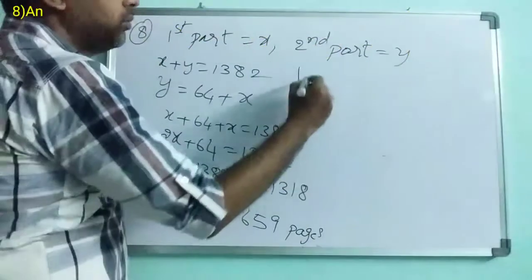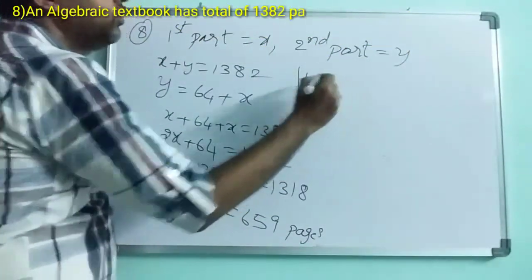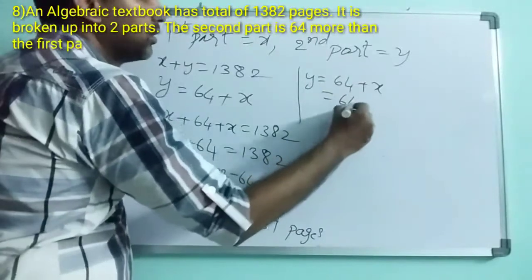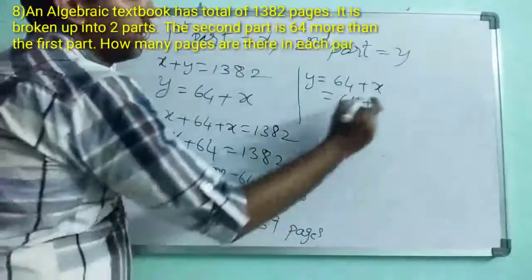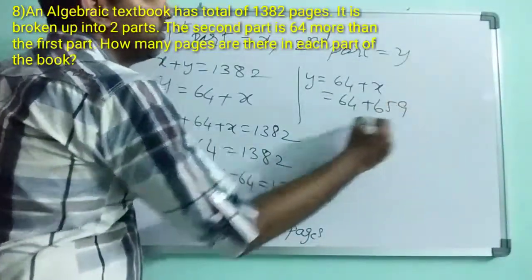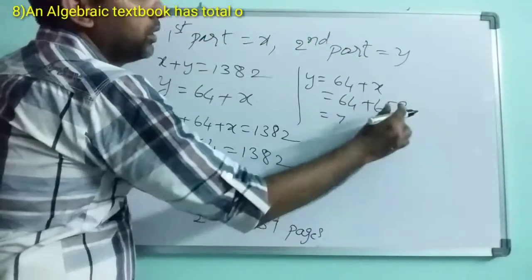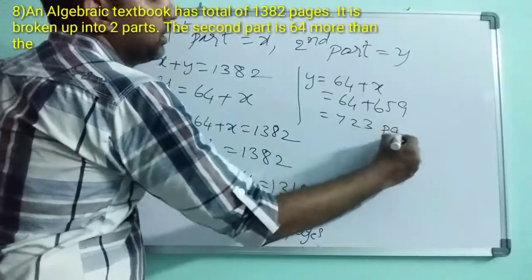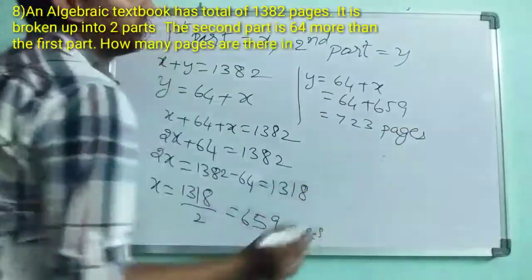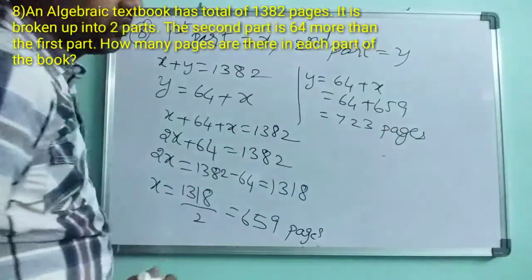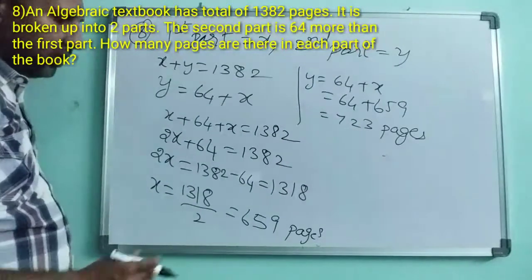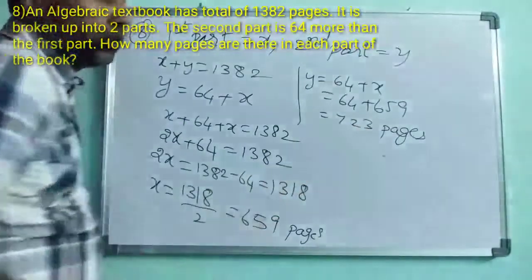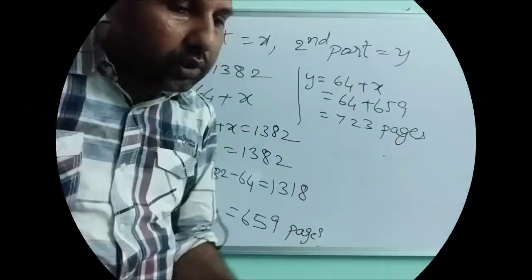If you come to the second part, y is equal to 64 plus x, 64 plus 659. 64 plus 659 is 723 pages. You add 64 plus 659 and you get 723 pages. So the first part is 659 pages, the second part is 723 pages. Next, coming to the ninth question.